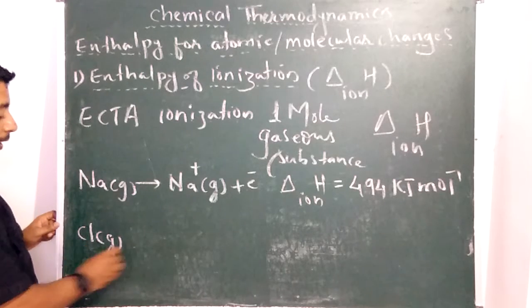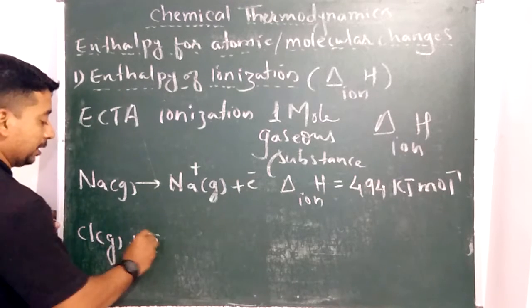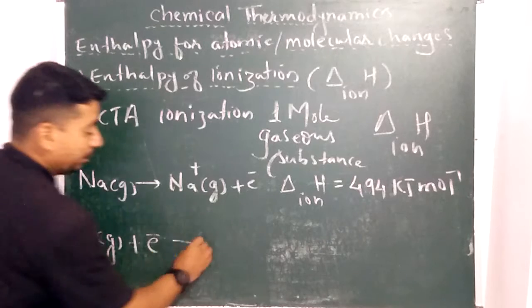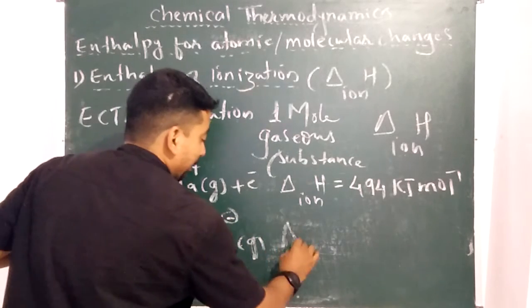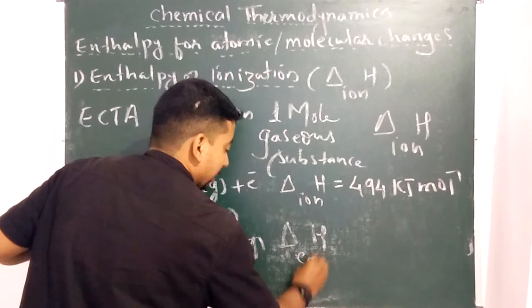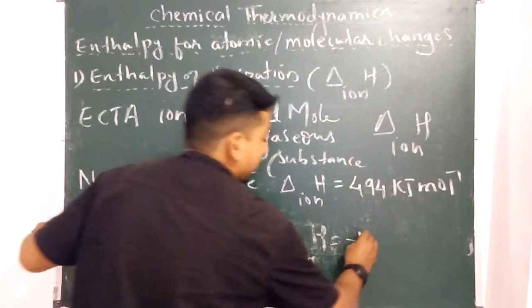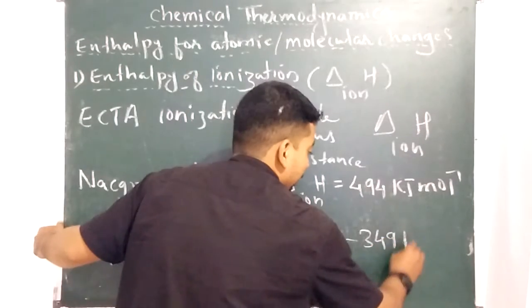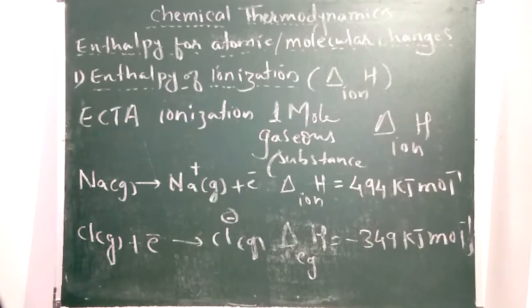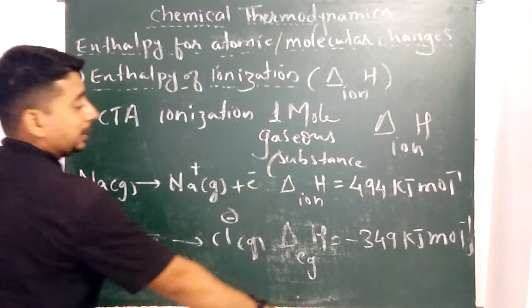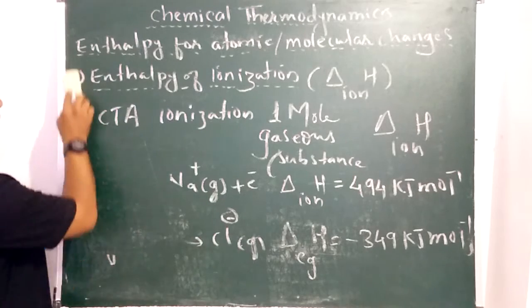Now in case of chlorine gains 1 electron, chlorine gas plus 1 electron, it will form chlorine anion gas state. Now enthalpy change will be called as electron gain enthalpy, and that is equal to minus 349 kilojoule per mole. Okay, so this was about the ionization enthalpy and electron gain enthalpy. Now see the next one.